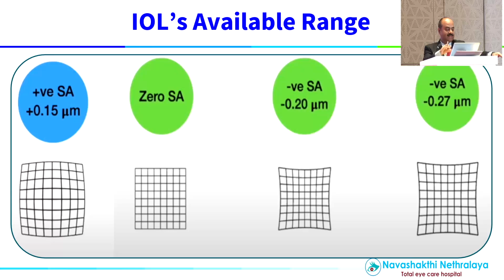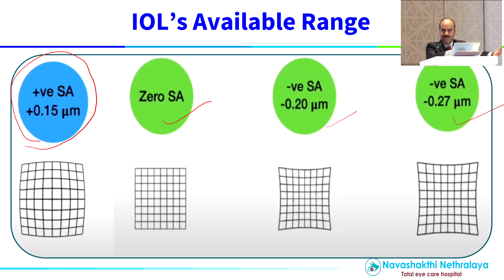These are the options available in my clinic. It could be 0 spherical aberration, positive spherical aberration, minus 0.19 or 0.2, and the highest that we are getting as of date, to the best of my knowledge, is minus 0.27. I am not talking about the brand of the IOLs, for obvious reasons. You know what 0.27 is, what 0.2 is. There is one at 0.18, there are certain at 0.